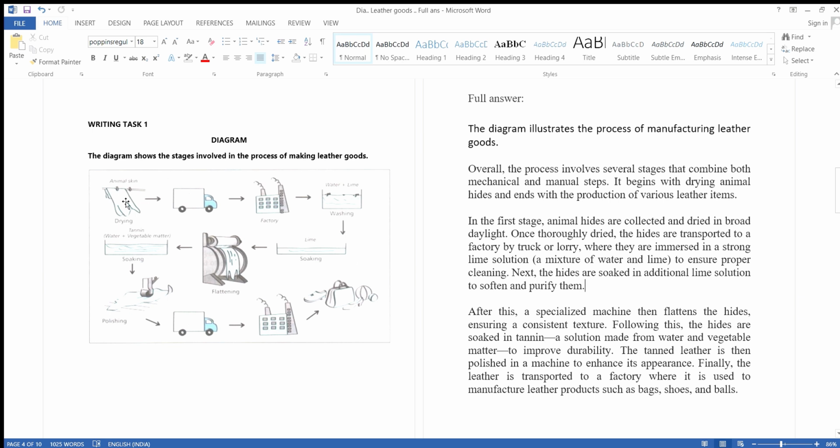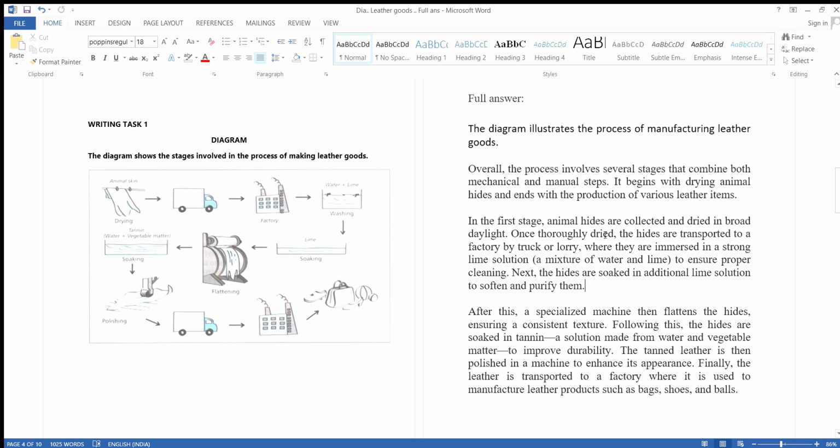Body paragraph, where you select the order of stages, at least half of it, and present it in the paragraph. Use the sequence words which we have discussed earlier. So here we go. In the first stage, comma, a sequence word always requires a comma. Animal hides are collected. Are collected is the passive voice.